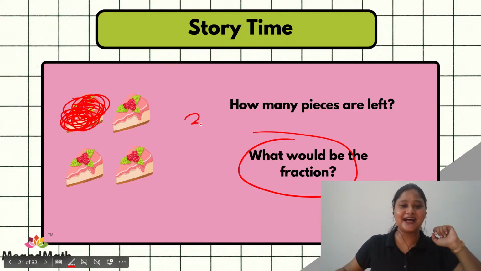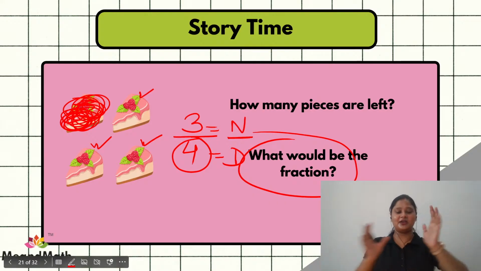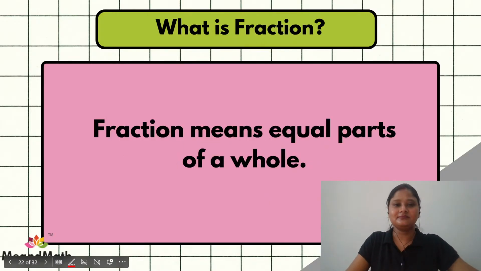If I had one piece out of the four pieces, how many pieces are left? Oh, amazing. I got the answer. 3 pieces are left out of 4 pieces. Amazing. Because you can see in the picture, right? 1, 2, 3. Total how many pieces were there? 4. That is what denominator is telling us, the total piece. And how many pieces are left? 3. That is the numerator. Very good. Amazing, class.